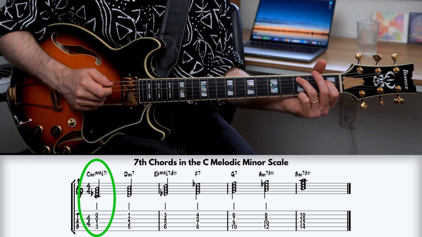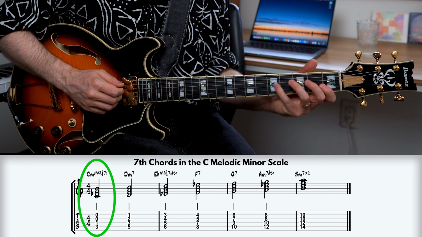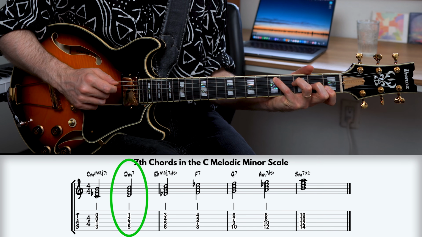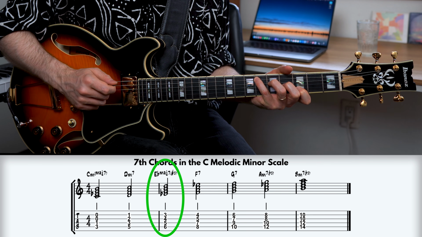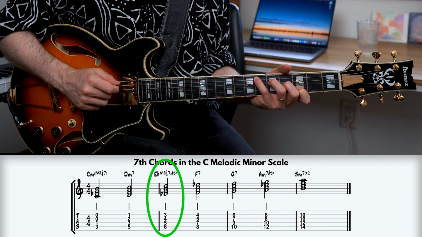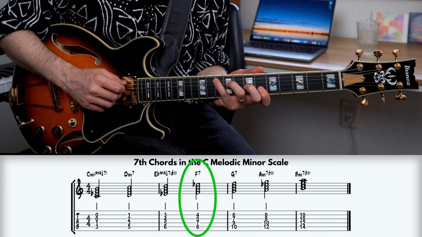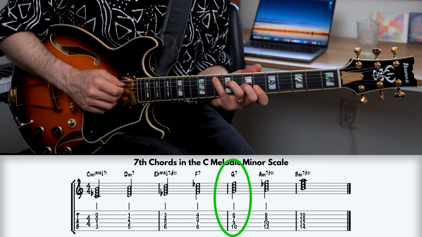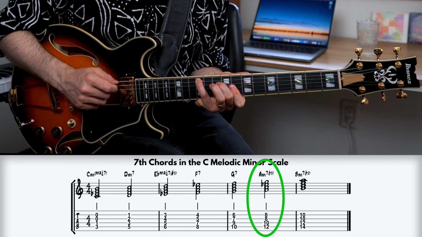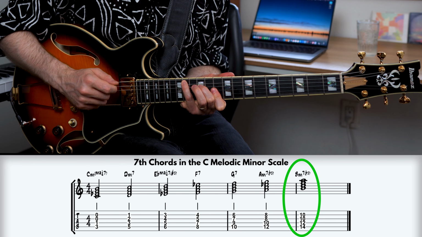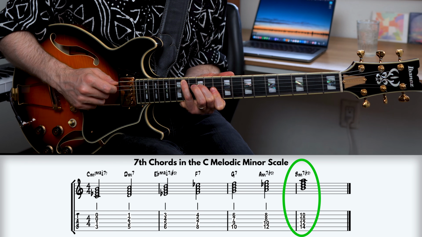If we harmonize the C melodic minor scale in a series of stacked thirds, we can create a series of seventh chords derived from the scale. C minor major 7, D minor 7, E flat major 7 sharp 5, F7, G7, A minor 7 flat 5, and B minor 7 flat 5.